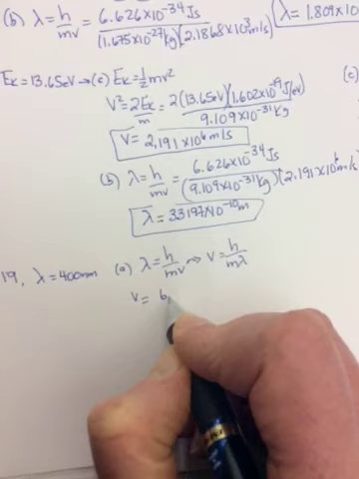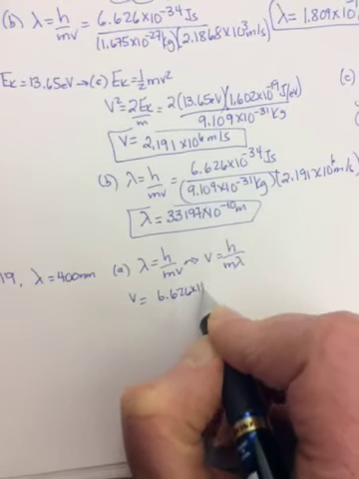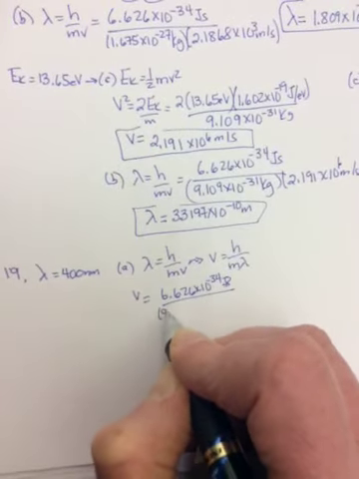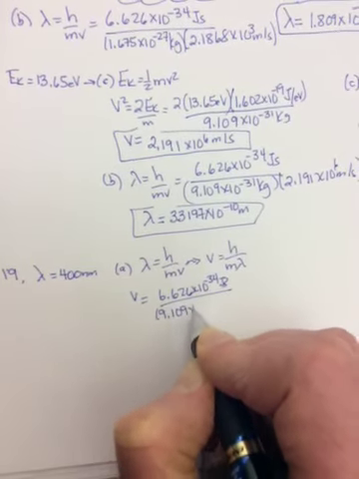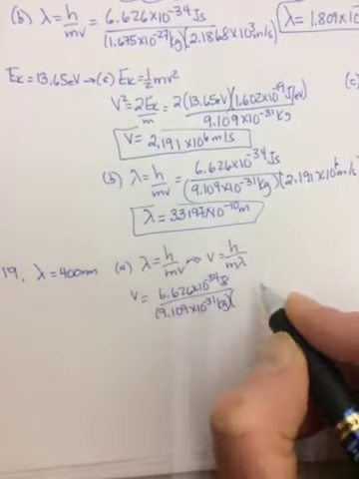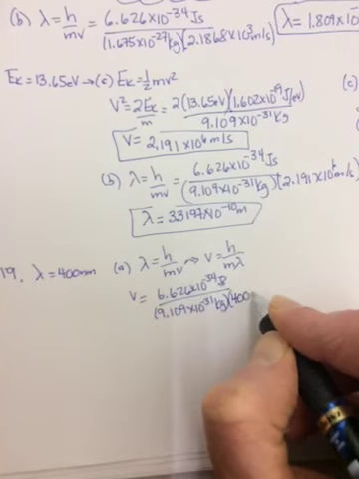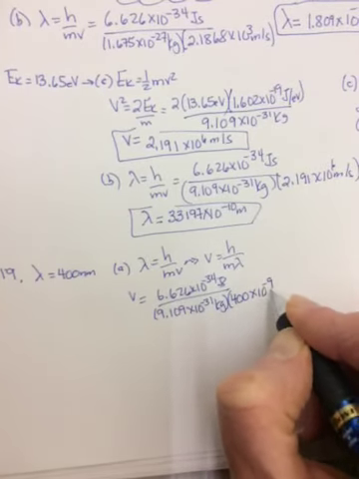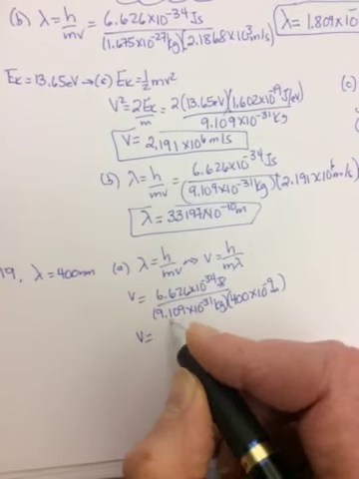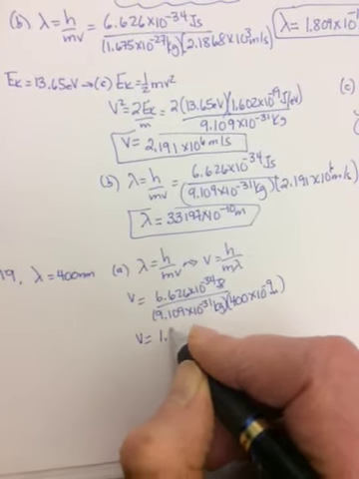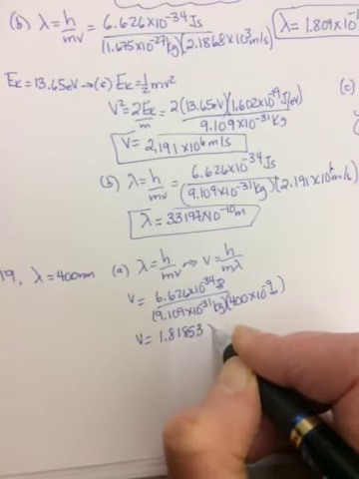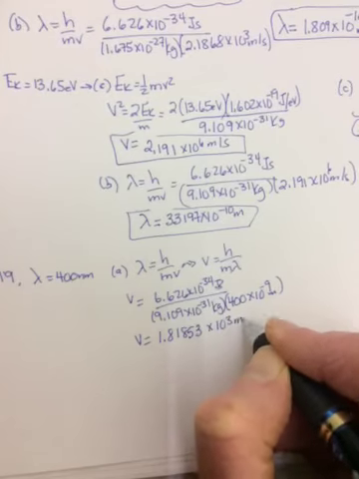So v is equal to 6.626 times 10 to the negative 34 joule seconds, rearranged, it's an electron, so 9.109 times 10 to the negative 31 kilograms, and this times the wavelength on the bottom, 400 times 10 to the negative 9 meters. And when you do this, you get a speed of 1.8185 times 10 to the third meters per second.